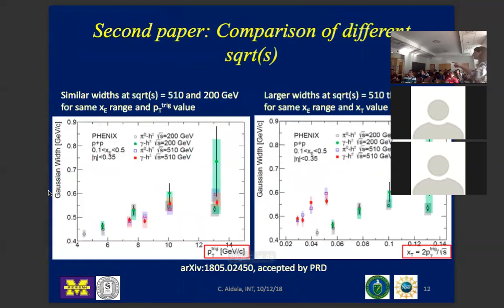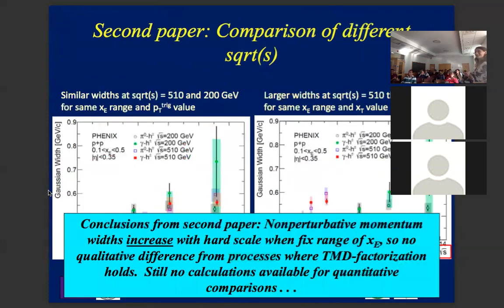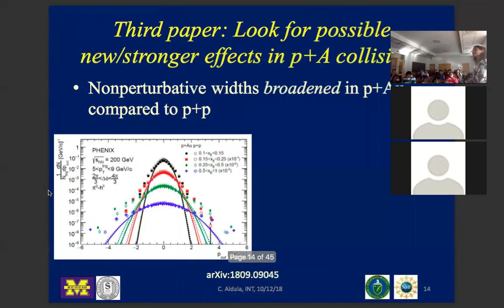So let me go ahead, since the chair says I have limited time here. So the conclusions from our second paper submitted earlier this year: the non-perturbative momentum would seem to increase with hard scale when you fix the range of xe. So we didn't find any qualitative difference from processes where TMD factorization holds, and we still have no calculations available for quantitative comparison. So the third paper we just got out the door in September.